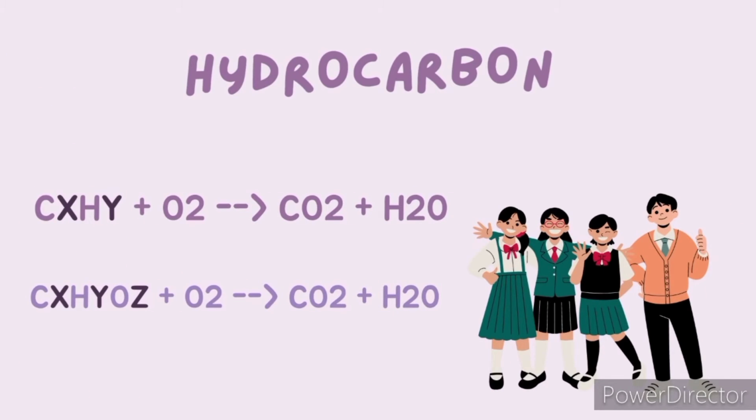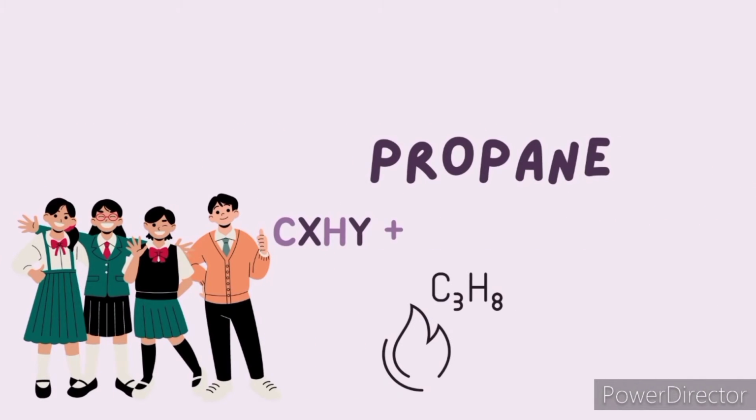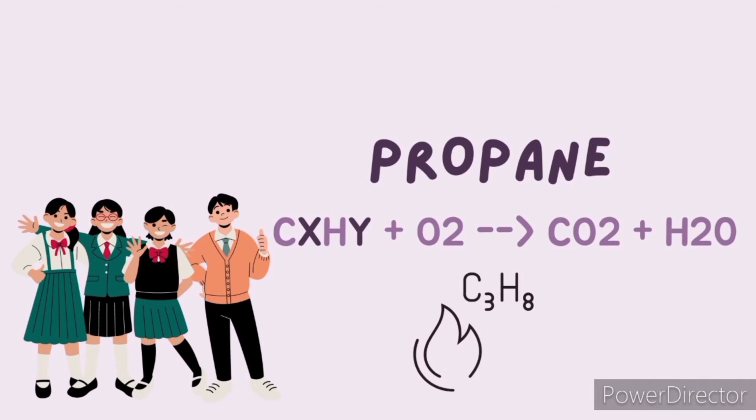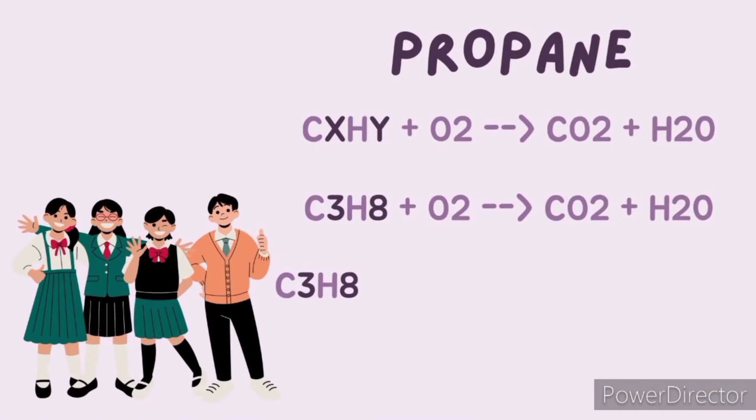So, this is the general equation for combustion. The X, Y, Z will be replaced depending on the hydrocarbon that we use. Also, a hydrocarbon being burnt will always produce carbon dioxide and water. This is how to get the empirical formula for propane by using the equation.